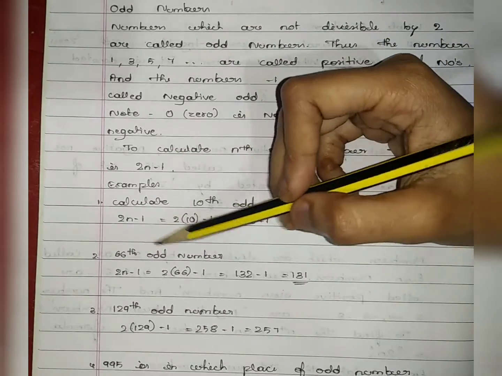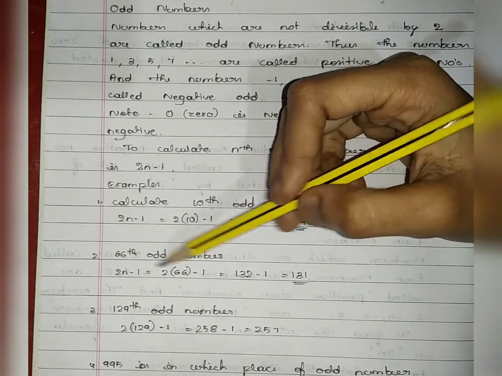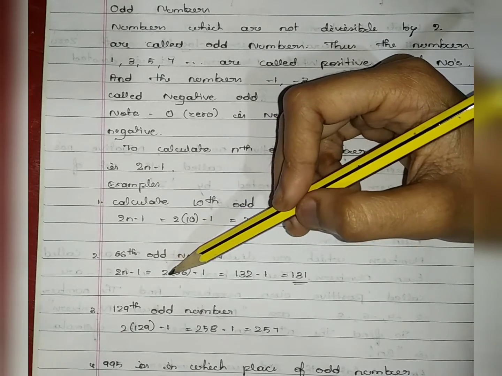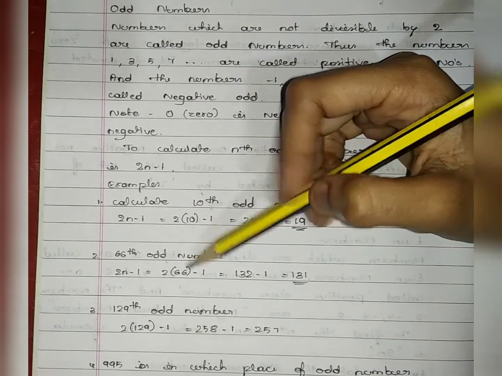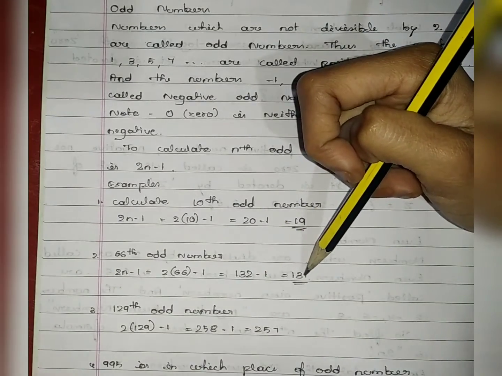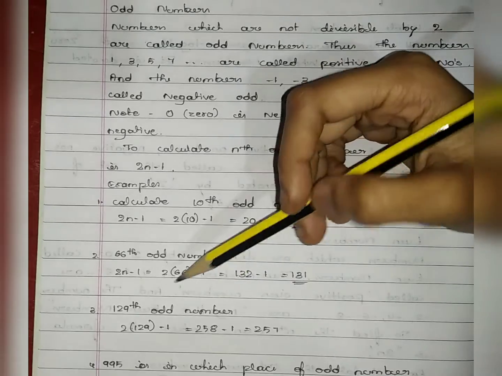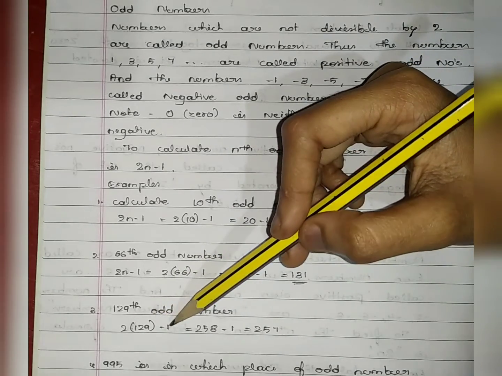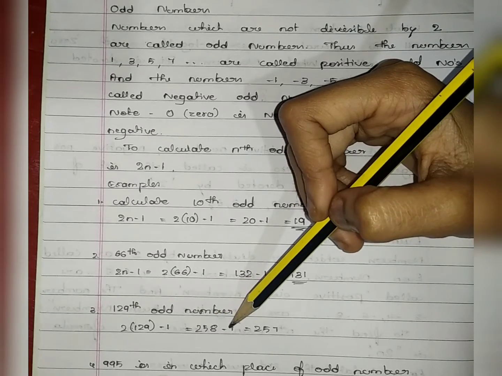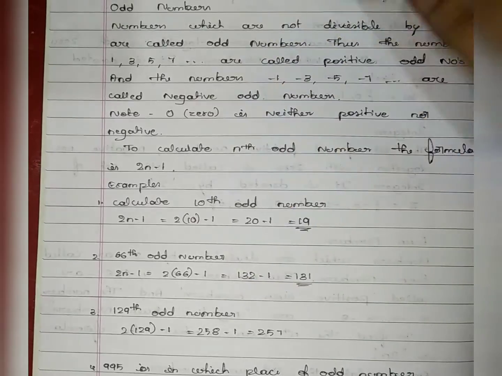Next problem, the 66th odd number. 2n minus 1, we have to substitute the number in the formula. 2 into 66 minus 1, that is 132 minus 1, is equal to 131. The 129th odd number: 2 into 129 minus 1, that is 258 minus 1, so the answer is 257.